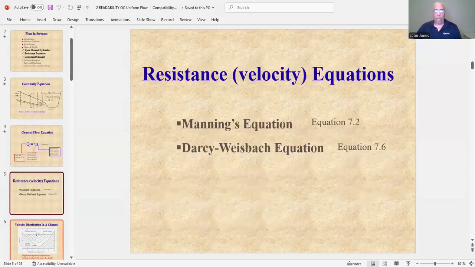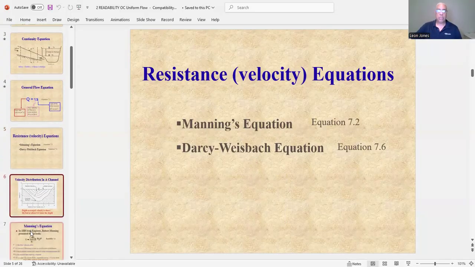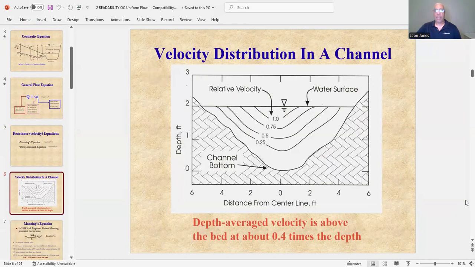Okay, your resistance equation. You have Manning's equation. You have the Darcy-Weisbach equation. And of course, velocity distribution in a channel. So basically, depth average velocity is above the bed at about 0.4 times the depth. And here's the map. You have your channel bottom right here. You have your relative velocity, and this is your water surface. And of course, this is your depth, and this is your distance from the center line. Here's your center line. So you're going to go either 6 feet to the right or 6 feet to the left.